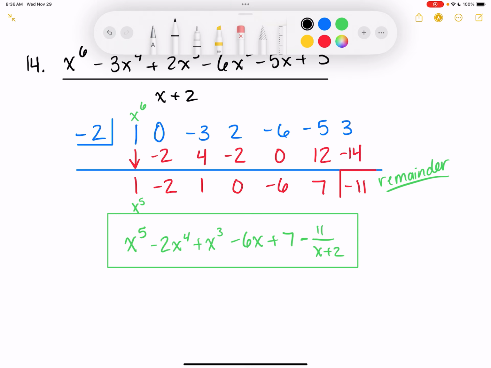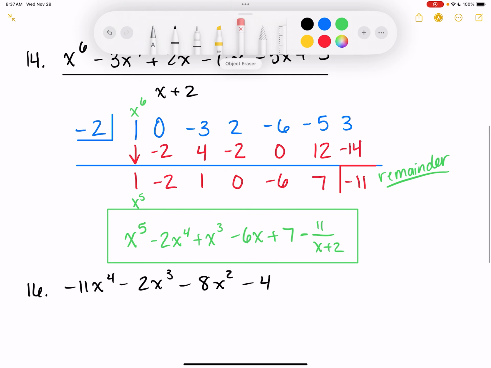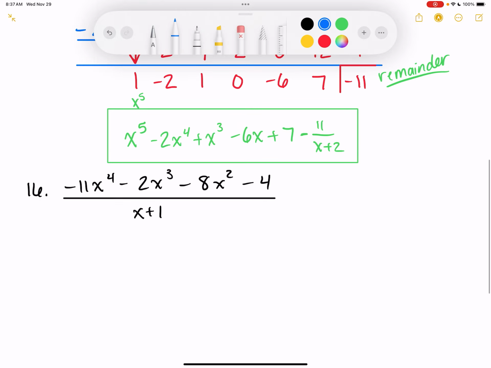Let's see, one more of this kind. Number 16: negative 11x to the 4th minus 2x cubed minus 8x squared minus 4, divided by x plus 1. So what number am I putting in my top left box? Negative 1.